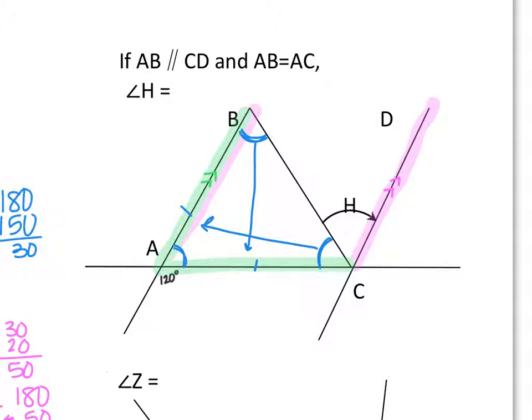Alright, so I know that a straight line right here is a total of 180. So I'm going to do 180 minus what I do know, which is 120, and that is going to give me 60. Okay, so I know that this angle in here is going to be 60. Now because both of these angles on the outside corners are going to be equal right here.